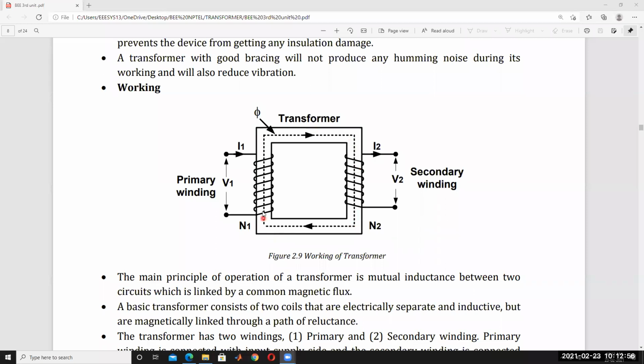Some flux, called the no load flux, is available in the transformer core even though the load is not connected. A small amount of flux is linking primary to secondary. That is called the no load flux, phi naught. Under loaded condition, the flux links the primary to the secondary in both.